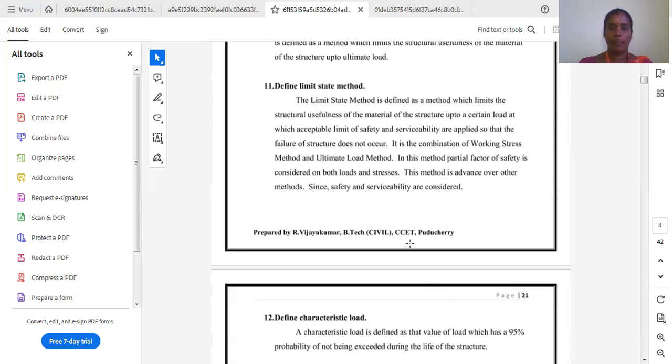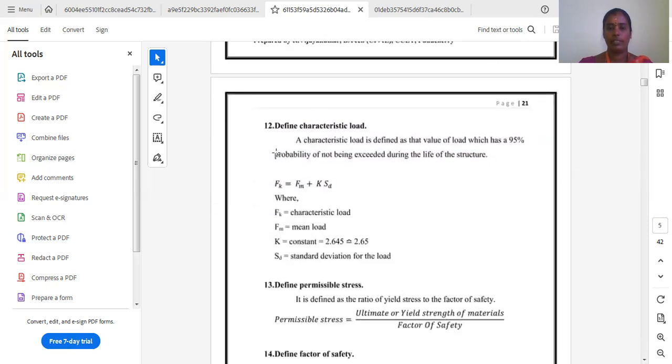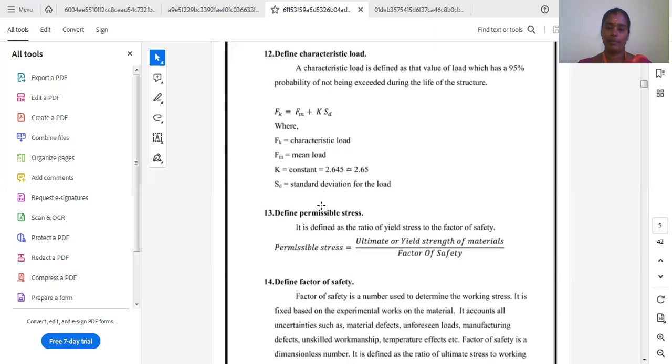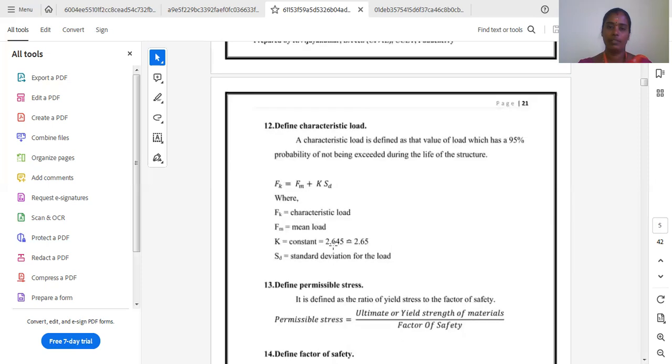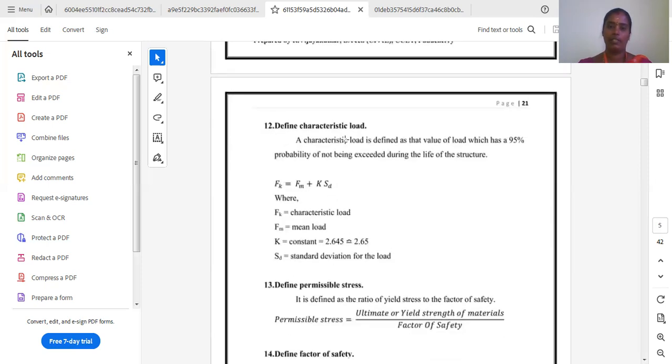Here you can see some technical terms. Define characteristic load. The characteristic load is defined as the value of load which has 95% probability of not being exceeded during the life of the structure. Okay. So all these theory parts and the problem formulas are given in your code book. Once you use the code book, you will be able to answer.